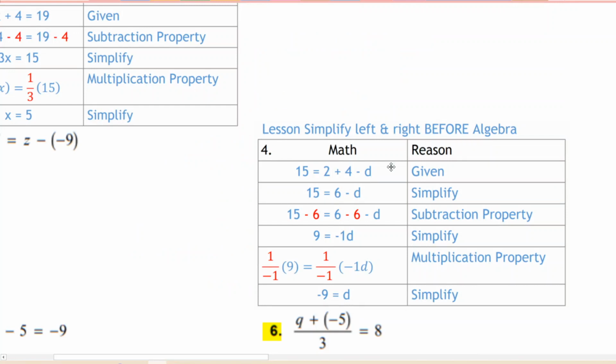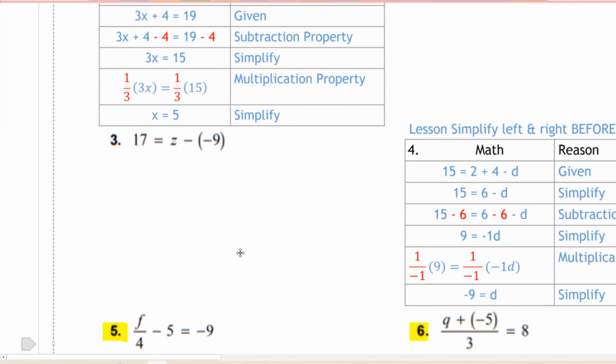Again, the lesson here is simplify the left and the right before you do any algebra. And you can see over here with number 3, you can simplify the right side here. Z minus -9, that's the same thing as z plus 9. Then you just go ahead and do your algebra.